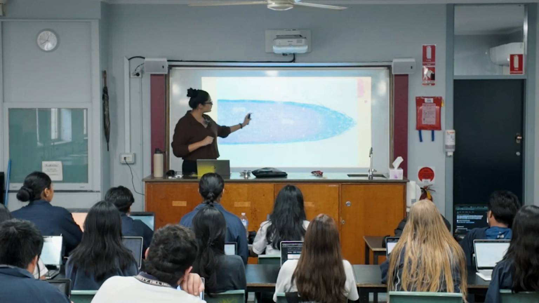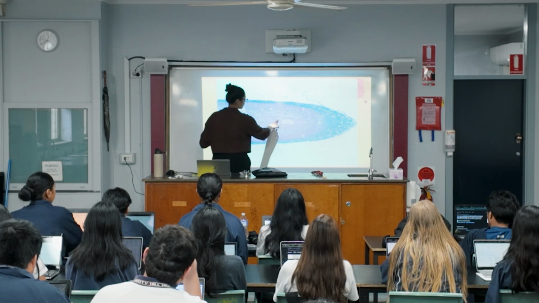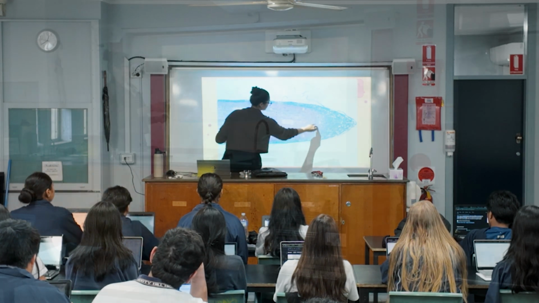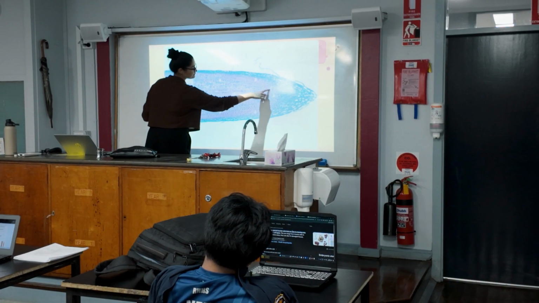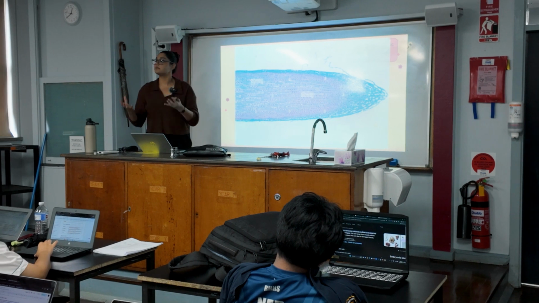This is an onion root tip cell. And let me know if you can't see this, but can you guys see the purple dots? They kind of finish around here. All of these cells here are meristematic cells. They are the stem cells.